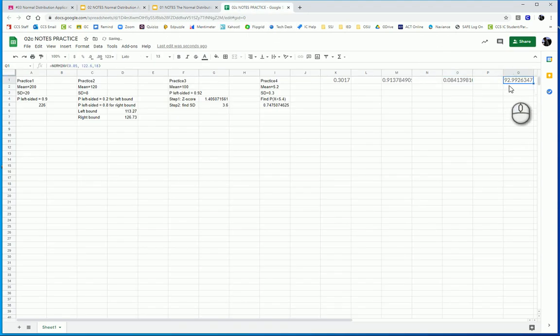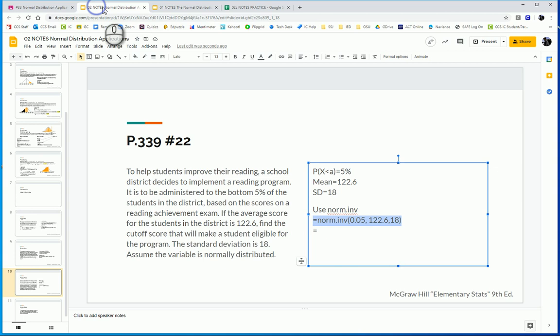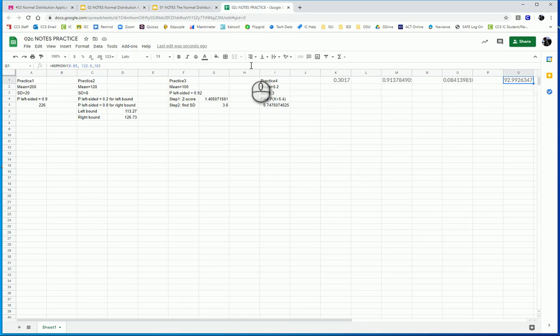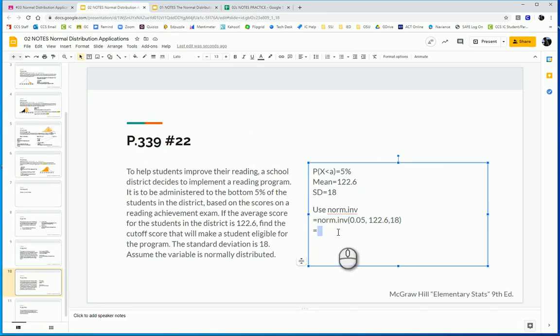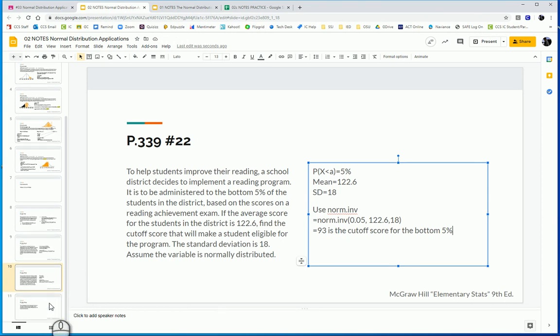Okay, so the cutoff for the bottom 5% is 92.99, and since they give us the mean as one decimal place, we will use the same practice. So let's round that down to one decimal place. 93 is the cutoff score for the bottom 5%. That means if you got a 93 or lower, you're in the lowest 5% of people scoring on this test. It means 95% of people are expected to score above you.